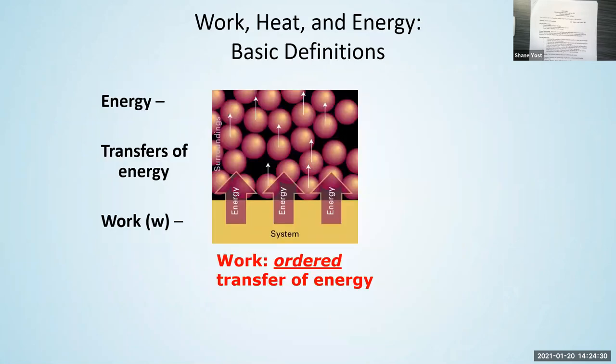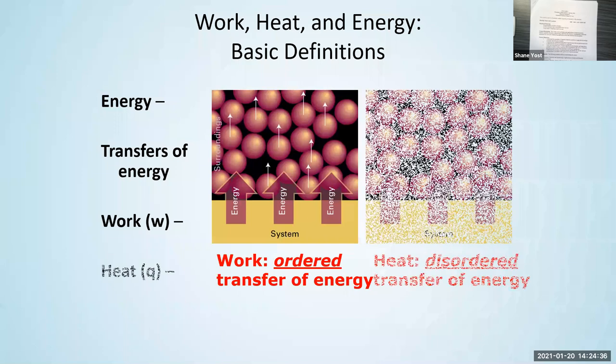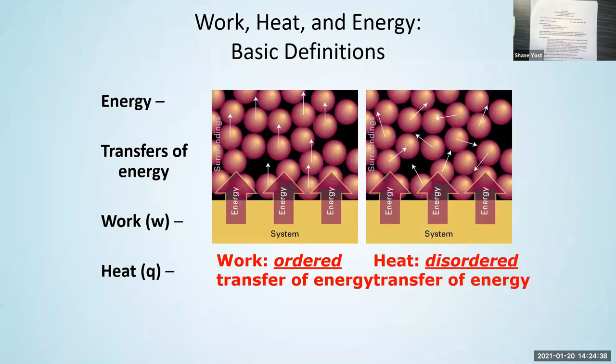The way energy is transferred between system and surroundings is through work or heat. Work is an ordered energy transfer, all molecules moving in the same direction, a concerted effort to do something in particular. Heat is molecules moving in a random, chaotic way, a disordered transfer of energy.